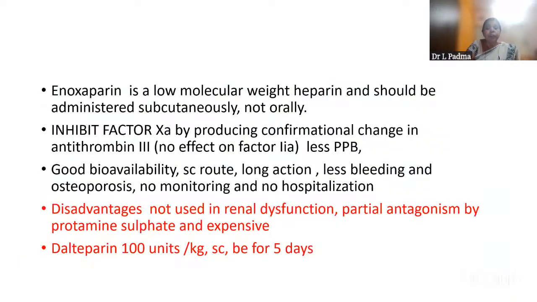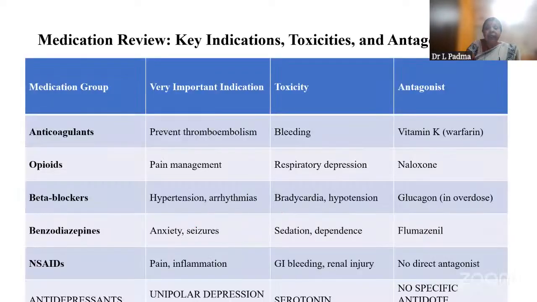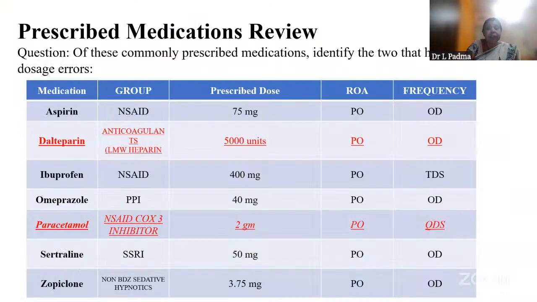So now what was the question? The dose errors. What was the dose errors? It was in two things. One was Dalteparin. You understood? Dalteparin was one and paracetamol was one. For all the others, it was quite okay.